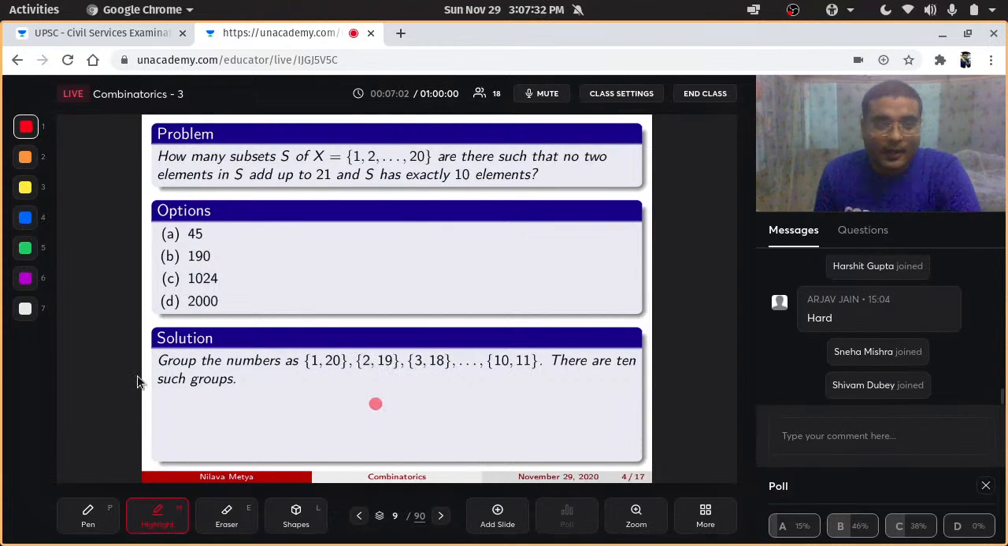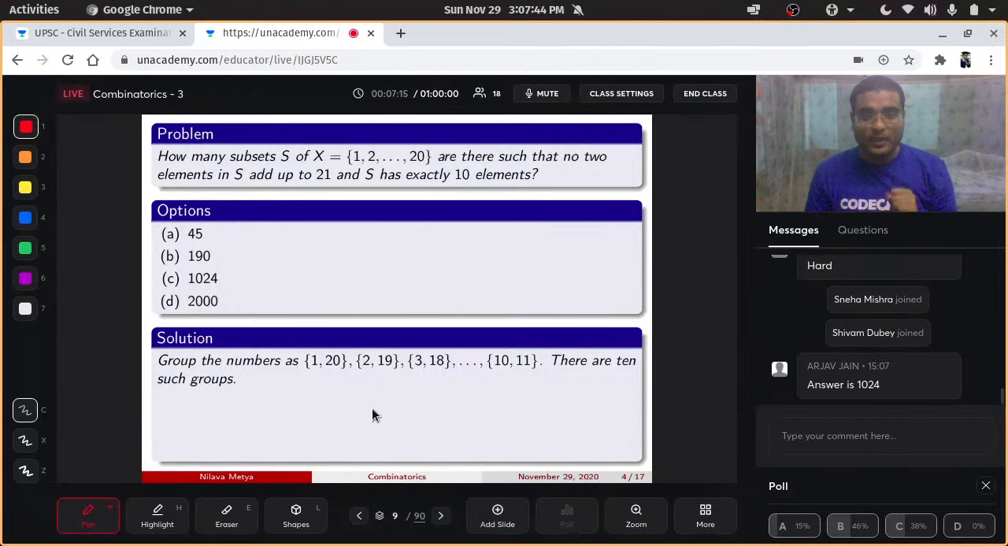Now, if you notice carefully, out of each group, the numbers that we pick in S satisfy that no two elements add up to 21. These are the numbers that we keep in S.